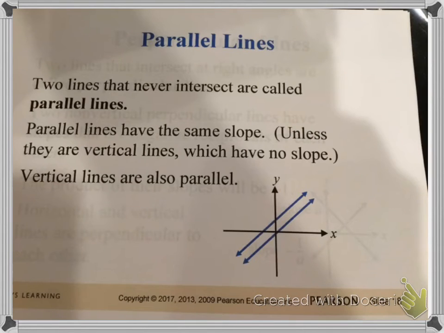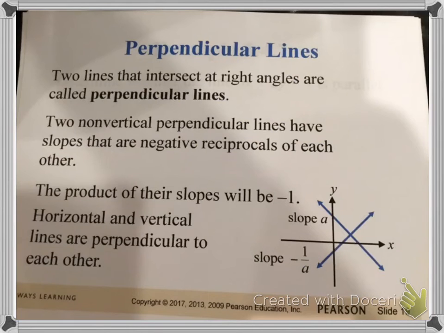So for parallel lines, and there's an example right in front of you, the two lines are parallel, which means they have the same slope. Also, vertical lines are parallel lines, however, their slopes are undefined. Remember, if it's a straight up and down line, then we have undefined slopes. But otherwise, if they are not vertical lines, and they're on a slant, if they have the same slant, which is the same slope, then they're parallel lines.